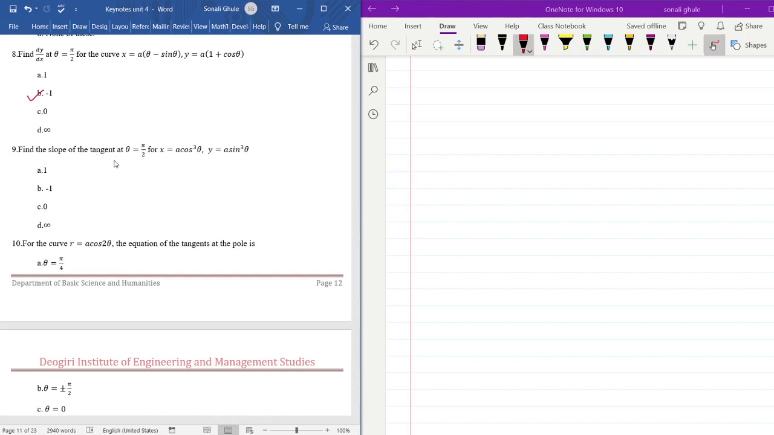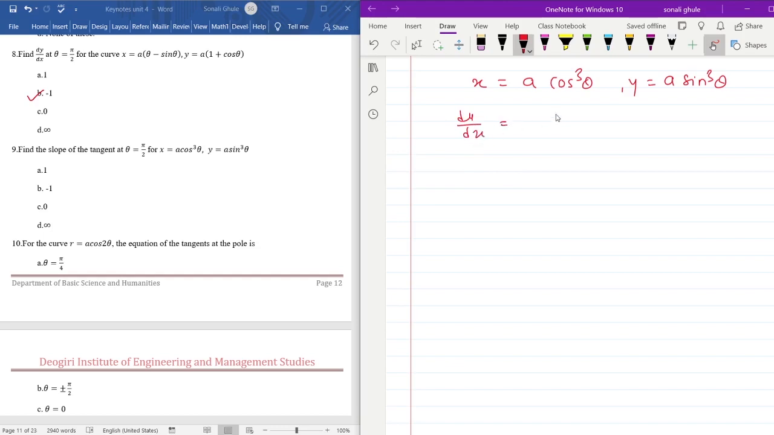Find the slope of the tangent. Our next question is at theta equals pi by 2, again a parametric curve. So here x is given as a cos cube theta and y is given as a sin cube theta. Okay, let's find dy by dx, that is the slope of the tangent. That is dy by d theta and dx by d theta. So differentiate y with respect to theta.